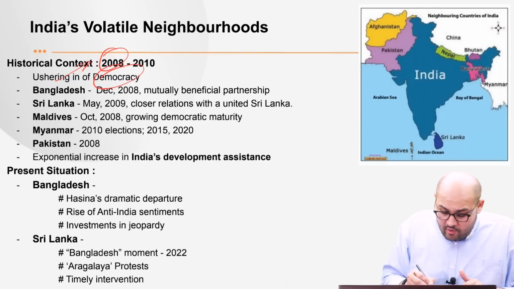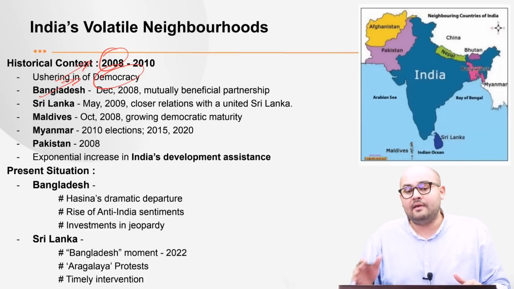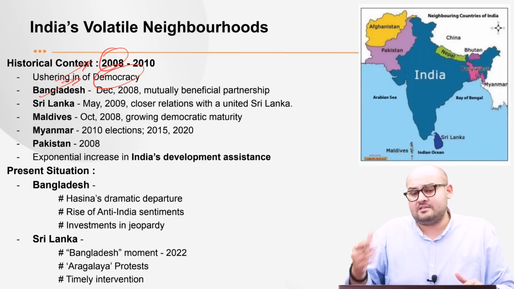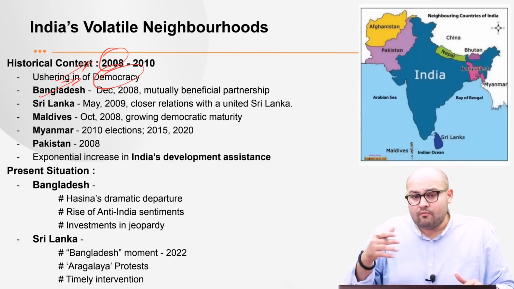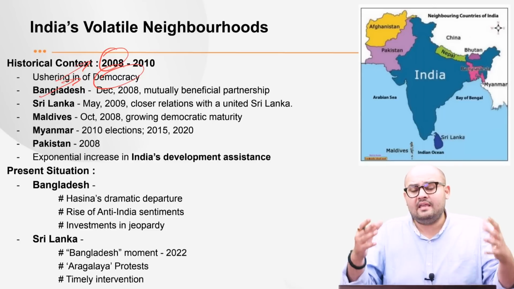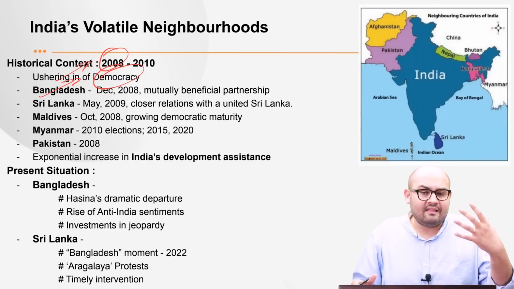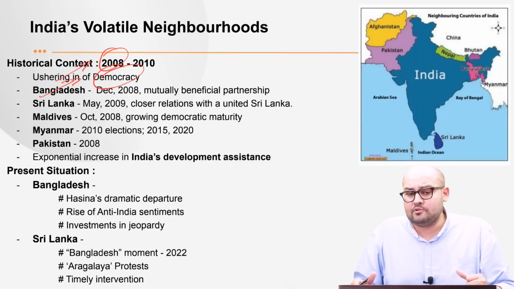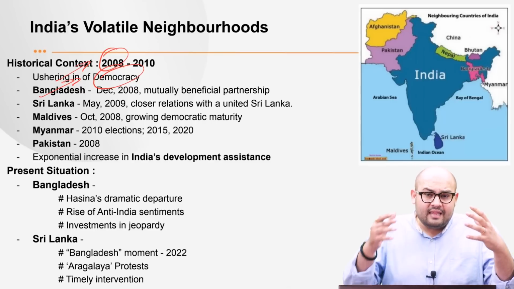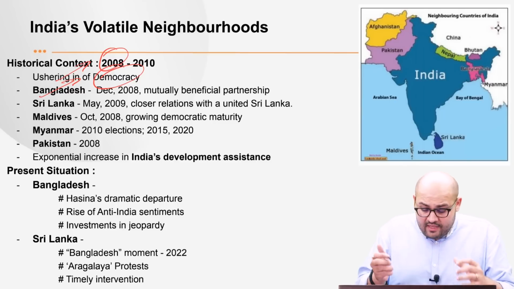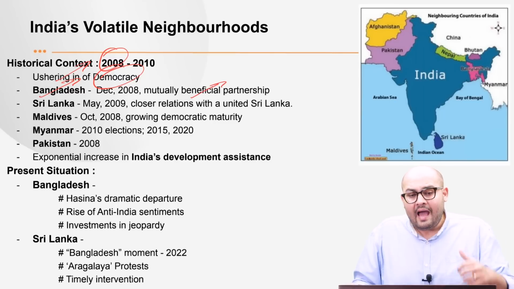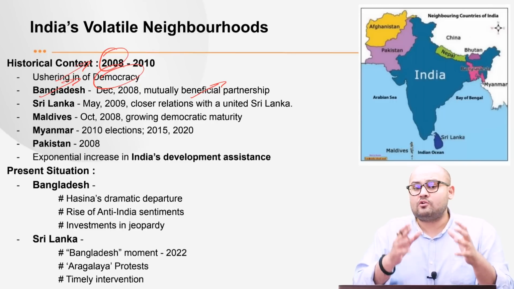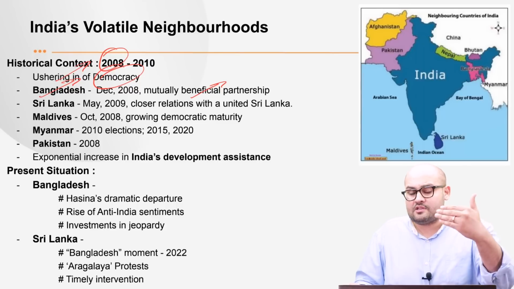For instance, if we talk about Bangladesh, after a military rule which was led by General Moin Ahmed, it was the government of Sheikh Hasina which was formed. And what we saw was that it was primarily because of the support of the women and the youth that Sheikh Hasina came to power. Now, after Sheikh Hasina came to power, India and Bangladesh developed a very good mutually beneficial partnership. And it was Sheikh Hasina's government which took into consideration India's core interest, right? That is with respect to security.